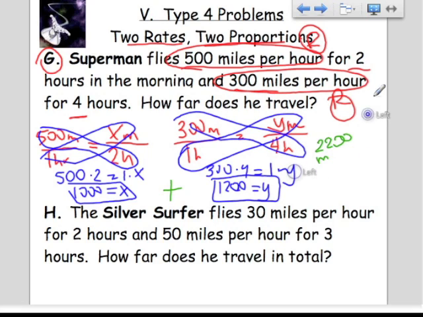And that's my solution. Okay, I'd like you to stop here. Please try H about the Silver Surfer. Press play when you're ready to check your answer.